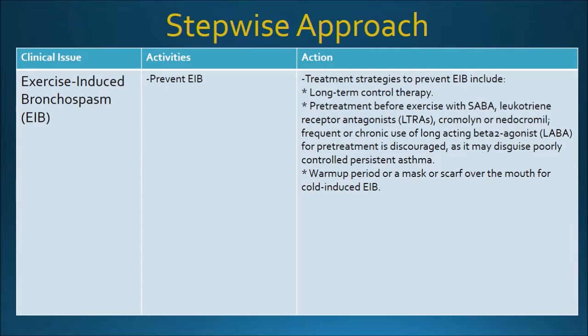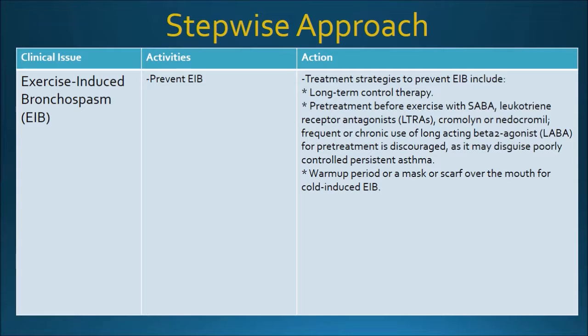All right, our next category is exercise-induced bronchospasm. Our goal is to prevent exercise-induced bronchospasm by treatment strategies of long-term control therapy, so their maintenance drugs, and a pre-treatment before exercise. So they'll take a short-acting inhaler like albuterol before they exercise, and/or they can take a leukotriene receptor antagonist as well.